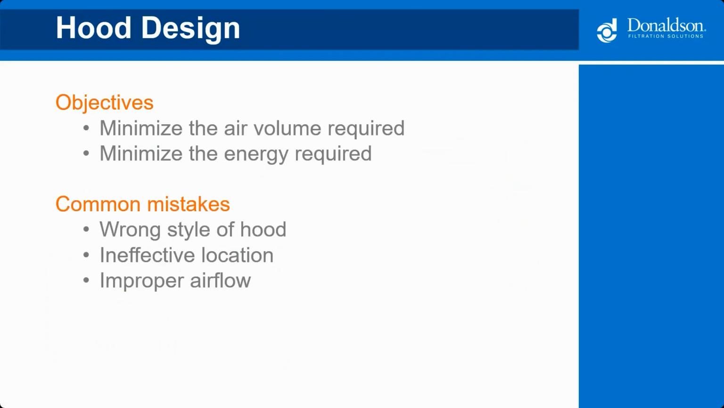So when it comes to assessing an existing system, some of the common mistakes that I often see in the field are the wrong style of hoods being used, it's not located in an effective position, or you've got inadequate airflow at the hood. If you don't have enough airflow, you've got dust lying around and additional housekeeping requirements. If you have too much, you can be pulling material that you don't want to be pulling.